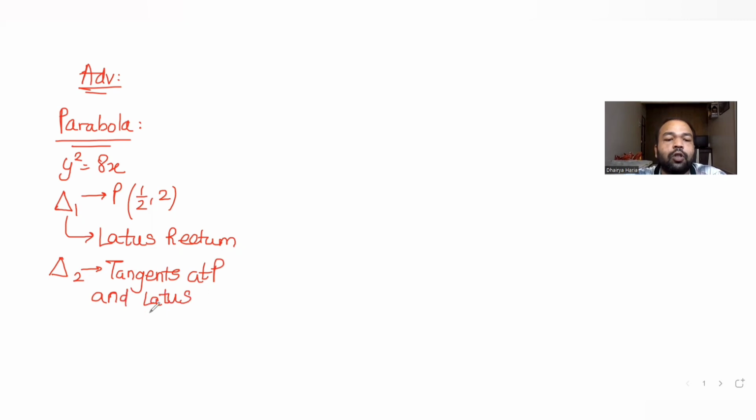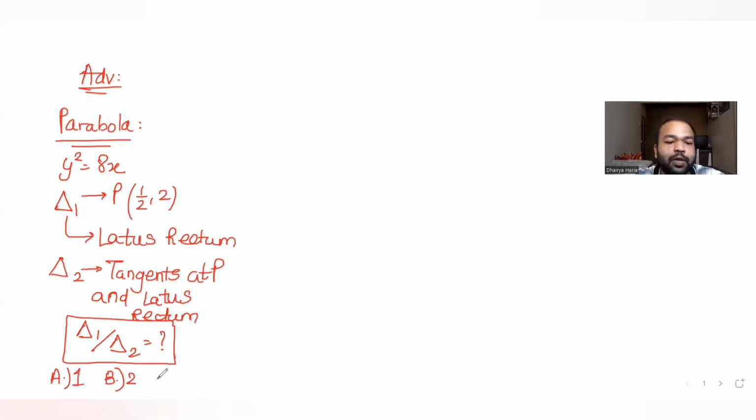So we need to draw the tangents at these 3 points of the first triangle, and whatever the intersection points are, those will become the vertices of the second triangle. Then we need to find the area of the second triangle. We have been asked to find the ratio of the area of the first triangle to the second. There are 4 options given to us, and we need to find which of the 4 is the correct option.